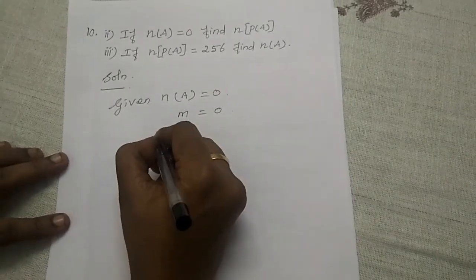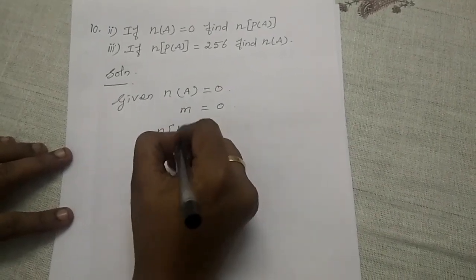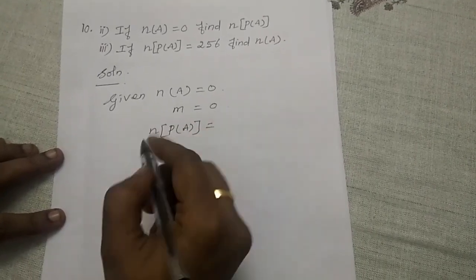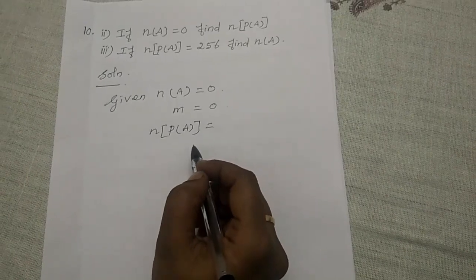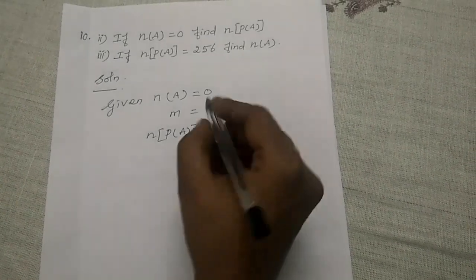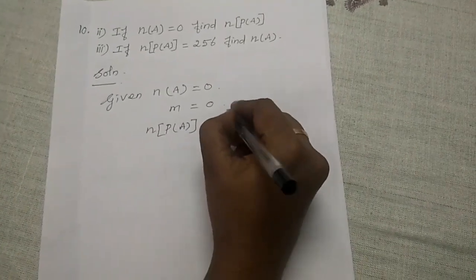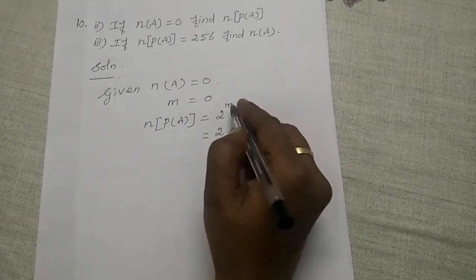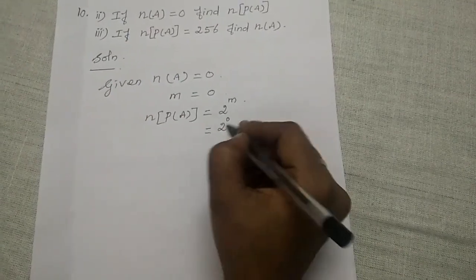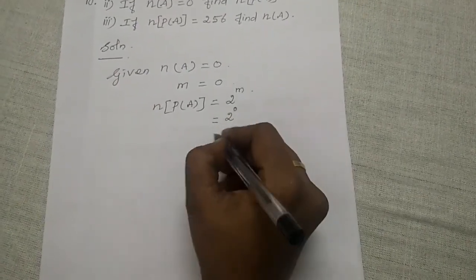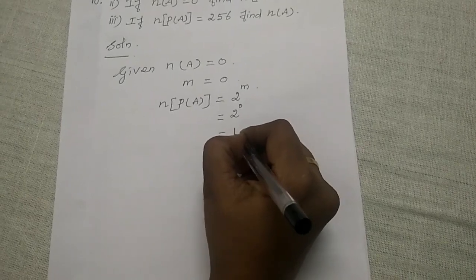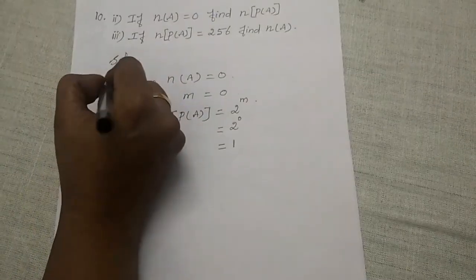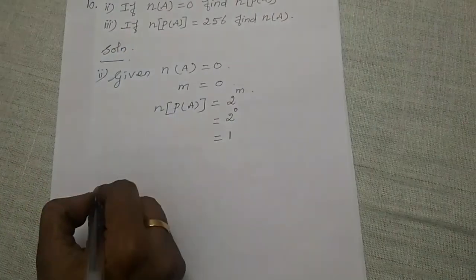Okay. Then you want to find out n of P of A. n of P of A means the number of subsets. Number of subsets is equal to, what's the formula? 2 power m. Isn't it? Then equal to 2 power, m value is 0. Any number power 0, what's the answer? Yes, very good. 1. Okay, the next one. This is the second question. Third one.